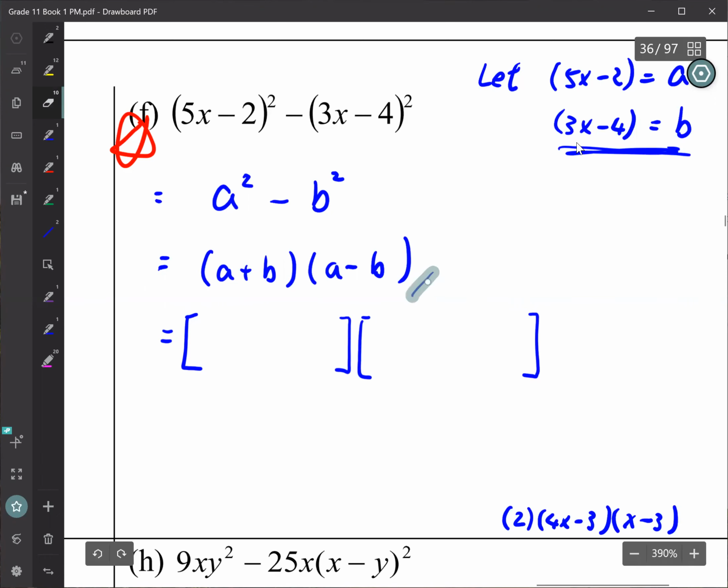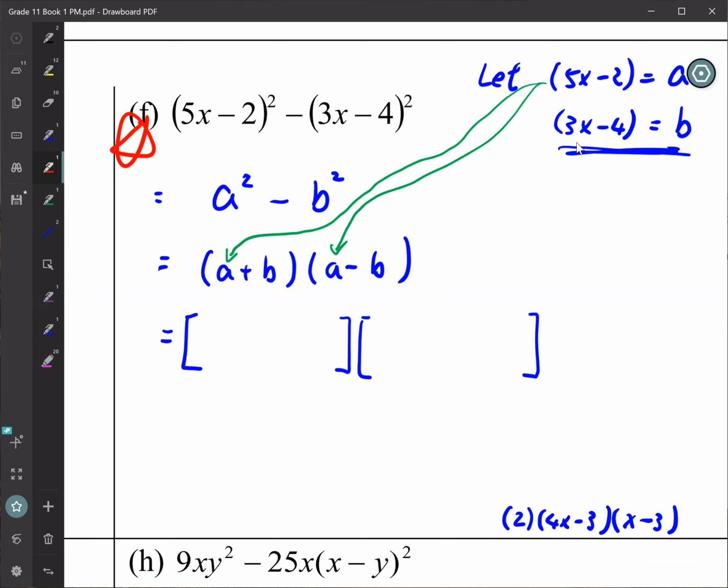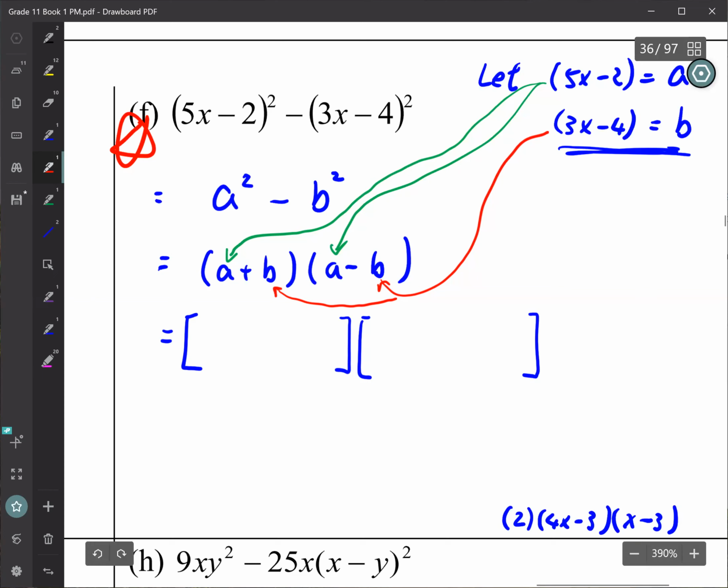Yeah. Okay, so after you figure out the formula, then you replace your original substitution back. So the A, you replace with the 5x minus 2. Do you see the green line? Yeah. Okay, and the B, what do you replace with? 3x minus 4. Yeah, okay. So then that will give you the third line. Okay, can you try it? Okay, write it in your book. And then after that, you can simplify each bracket.